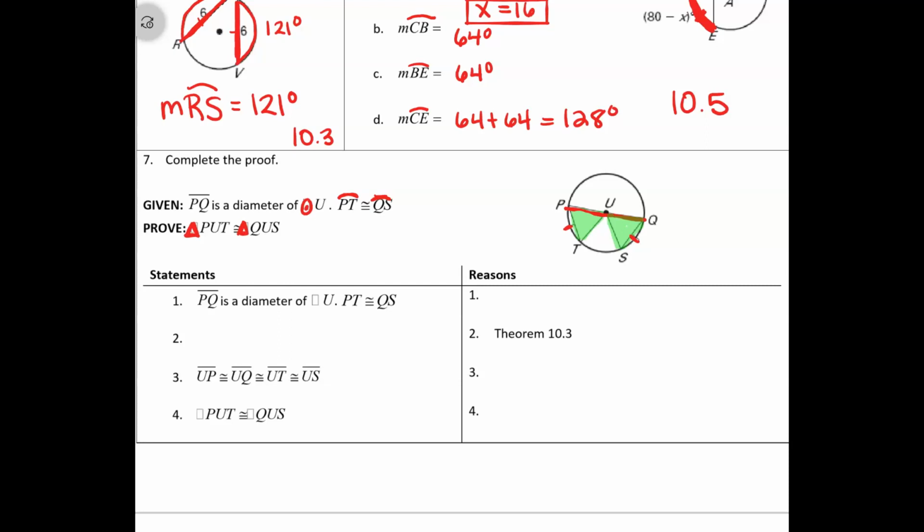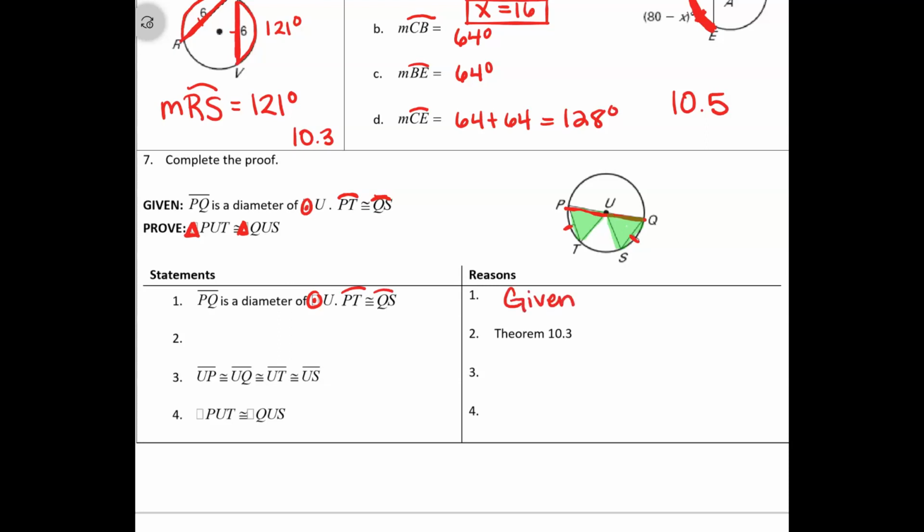Okay, so now everything we've learned so far comes together with this one problem. We know how to prove triangles congruent. We have side, side, side. We have side, angle, angle. We have many different ways. So I have this one fill in the blank a little bit. So number 1 says PQ is the diameter of circle U and arc PT is congruent to arc QS. Of course, that is given.